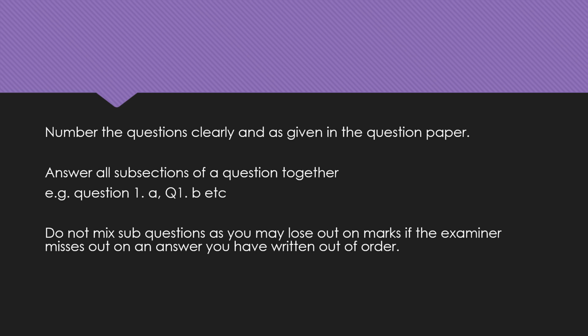If you're doing question 5 first, for example, then question 5 with A, B, C, D, E need to be together. So don't answer as question 1A, then question 5B, then question 1B, then question 5E, then question 2A, then again question 5C. You will lose marks if the examiner does not notice those question numbers. So put all the subsections together. You may answer the main questions in any order, but the sub questions under the main question have to be together. So therefore, do not mix sub questions, as you may lose out on marks if the examiner misses out on an answer you have written out of order.